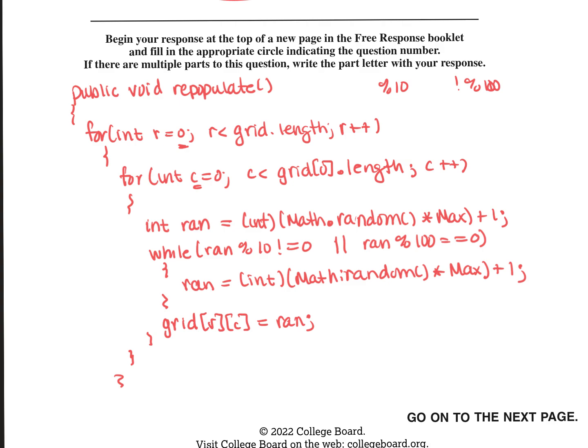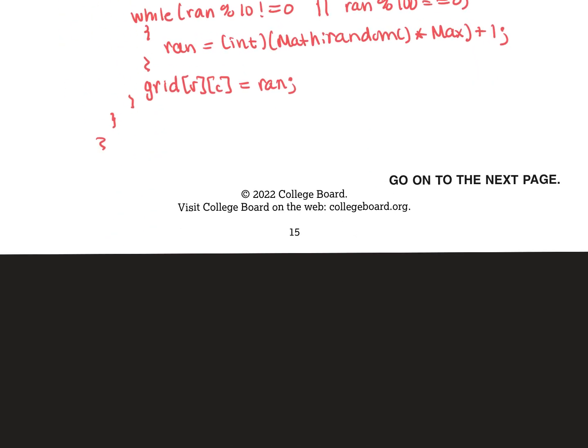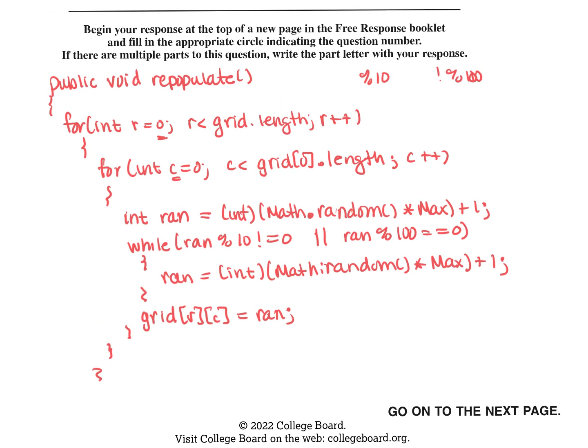Part B. All right, so part A, repopulate. You get a point for traversing with no errors in bounds. So 1 point right there. You get 1 if you generated a random number correctly. You get 1 point if you check the correct expressions that random needs to be divisible by 10 but not 100. And then it correctly assigns all the things.